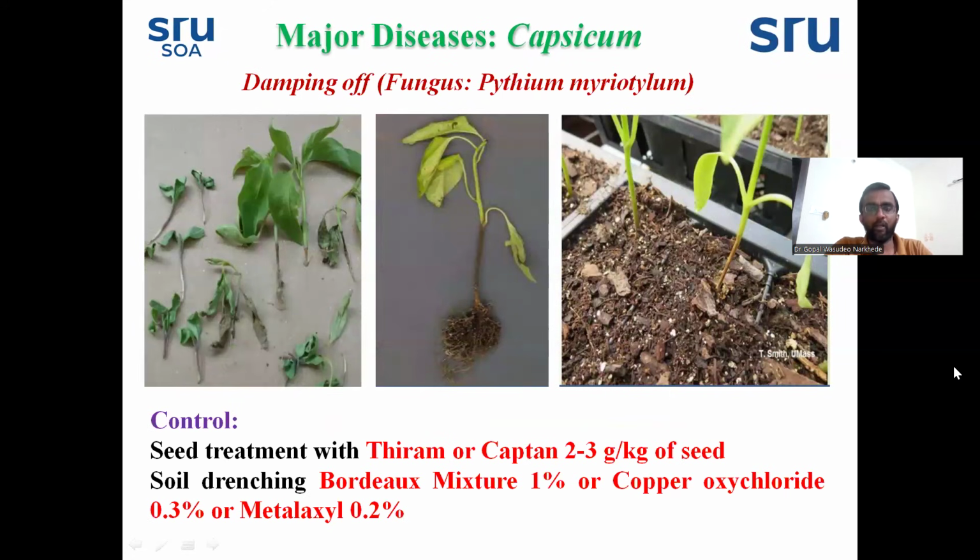Then third is damping off, which is caused by fungus Pythium myriotylum. Here, the total plant will be damaged, right from root to shoot. So to control this, seed treatment with Thiram 2 to 3 gram per kg of seed. Apart from that, you can drench the soil by using copper oxychloride, metalaxyl or Bordeaux mixture. So by applying this, we can control damping off.